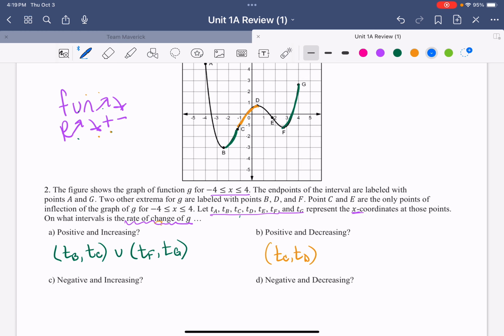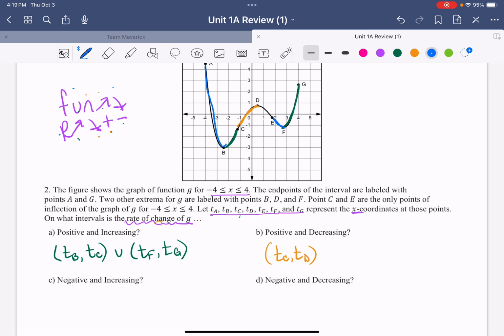All right, so then I need my rate of change to be negative and increasing. If my rate of change is negative and increasing, I need my function to be concave up and decreasing. So concave up and decreasing would be here and here.